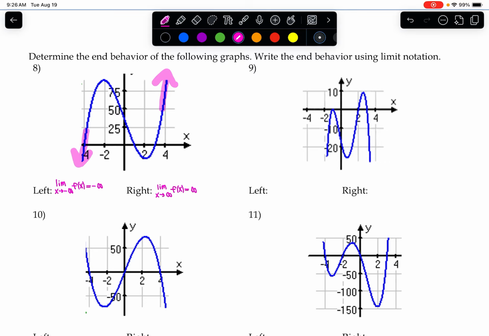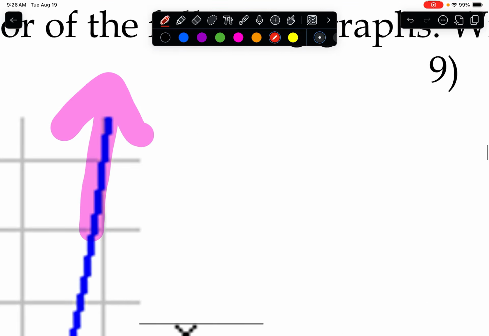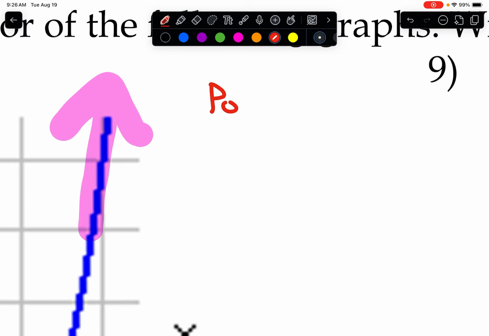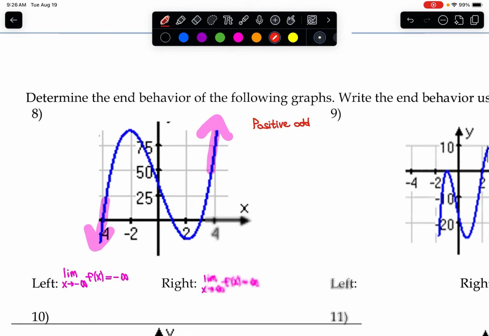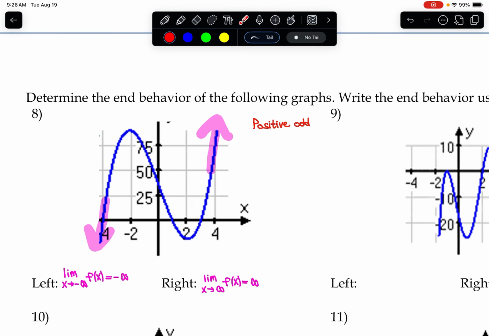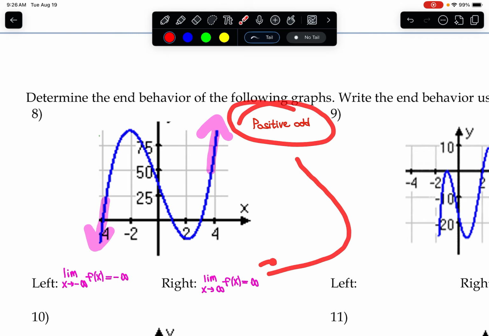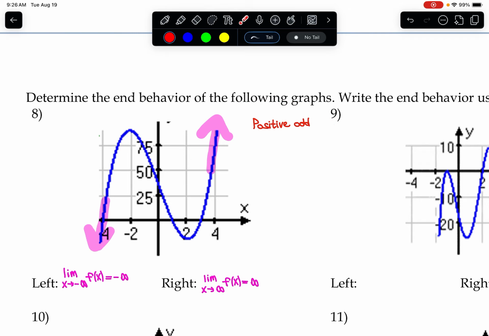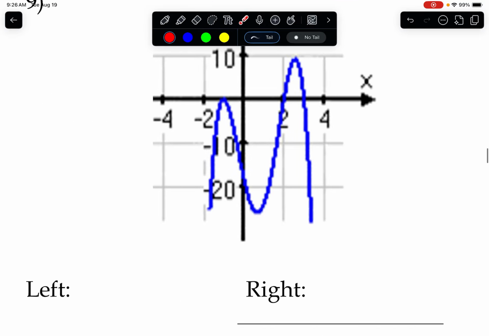And then this function type is actually going to have a specific name. This is what we call a positive odd function. So all positive odd functions are going to have this specific end behavior. So over here, looking at the next one, once again, I'm going to exaggerate these arrows.